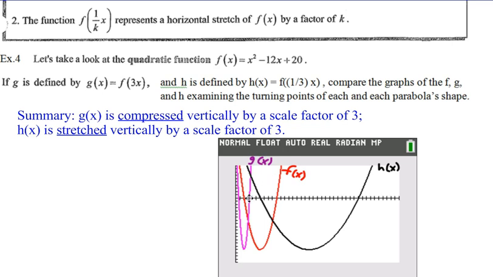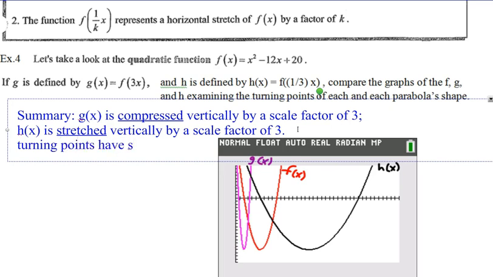All the y values stayed the same. You can see that the turning points all have the same y value. We should probably make that note. Let me add that here. Turning points have same y value. And the g of x is 3 times as compressed. Its turning point would be 2, whereas the turning point of f would be 6. You might imagine the turning point of h would be 18. Maybe we can label each one of those just for our notes.